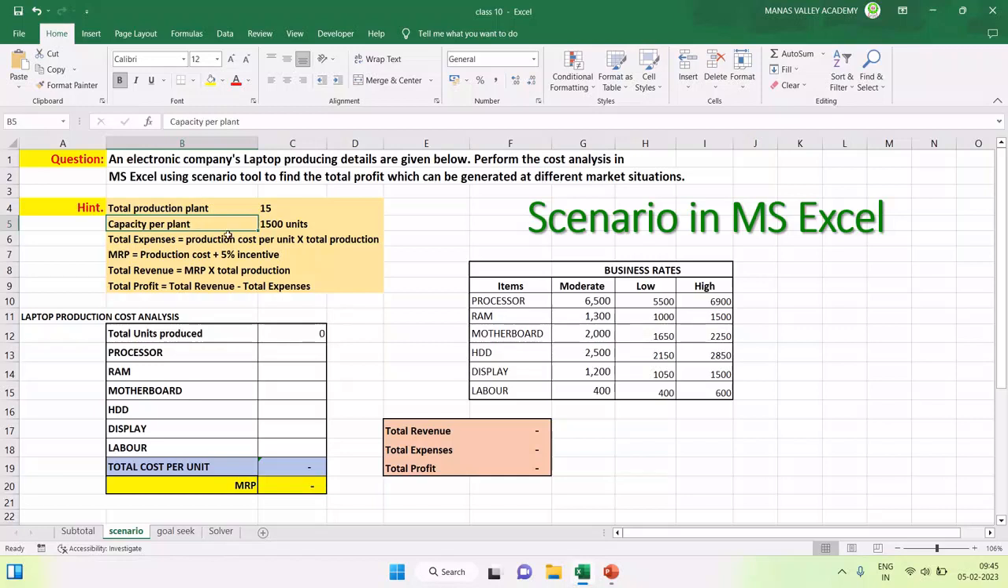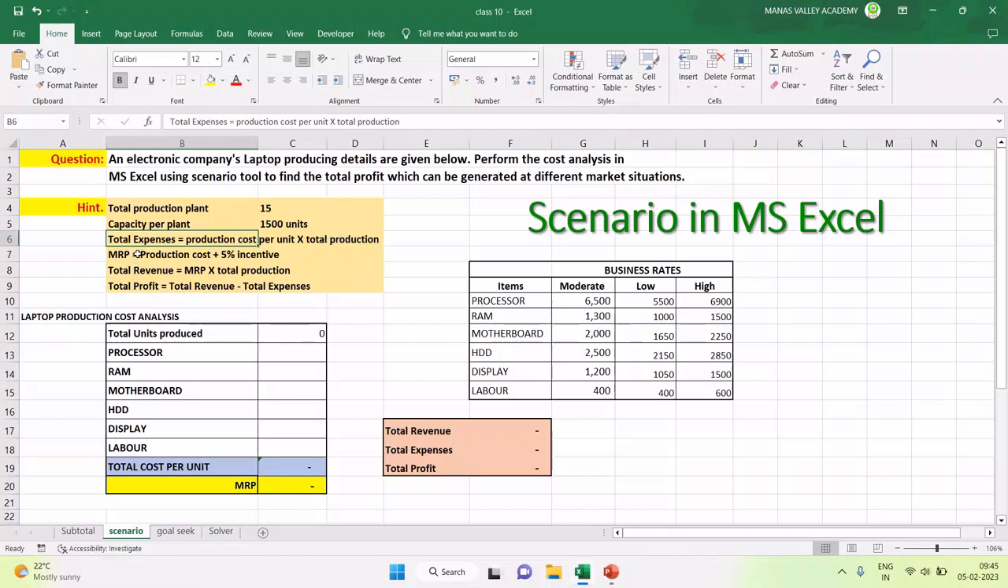Say consider in a month. So it is 1500. That means there are 15 plants, and each plant can produce 1500 units of laptop at any given point of time, maybe a month. Then the third point says total expenses. Now, while producing the laptop, there will definitely be some expenses. Now, what are the expenses? Total expenses equals production cost per unit multiplied by total production.